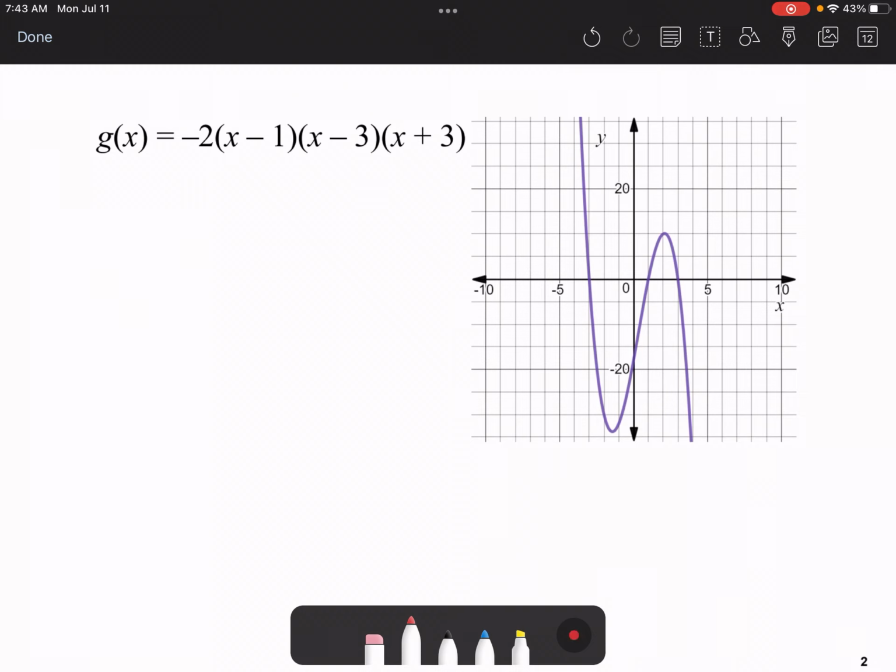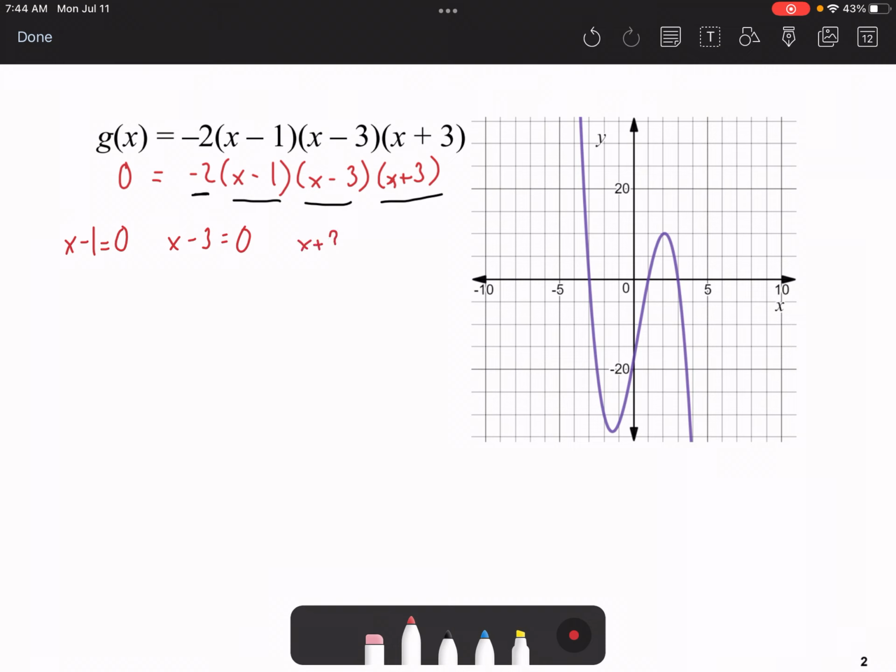So this is one of those cubic polynomials we were talking about earlier. And again, to find our zeros, we set this function equal to 0 and leave everything else as is. Our factors in this case are negative 2, x minus 1, x minus 3, and x plus 3. Any of these could equal 0 except for one of them. The first one, negative 2, cannot equal 0. So you're only interested when x minus 1 equals 0, or x minus 3 equals 0, or x plus 3 equals 0.